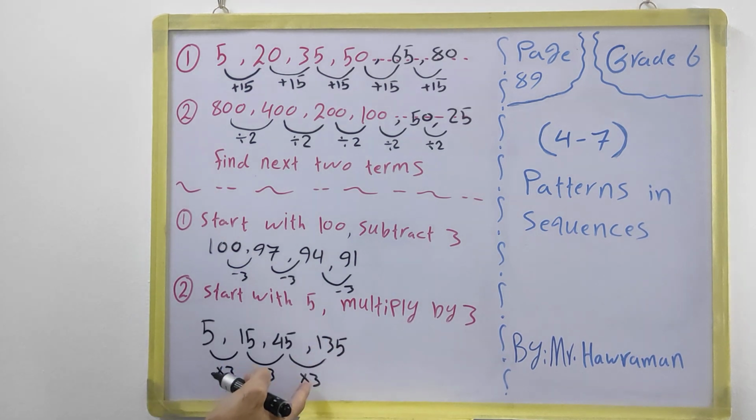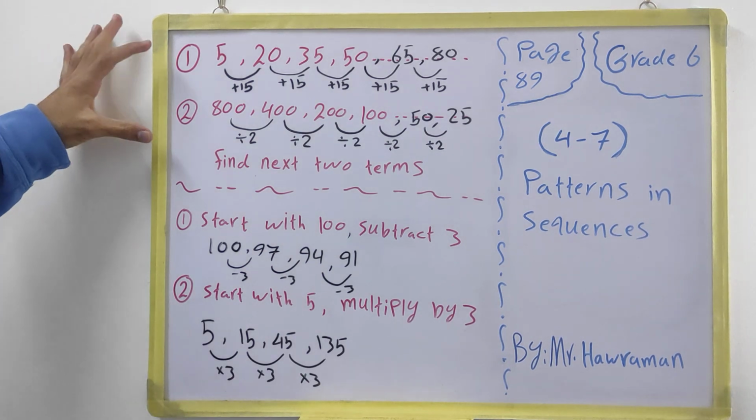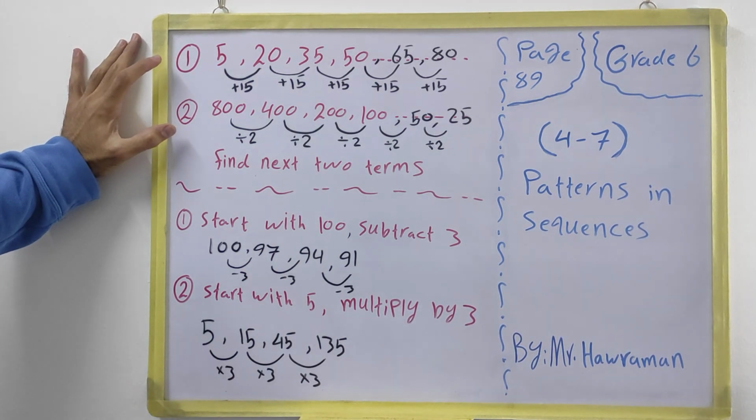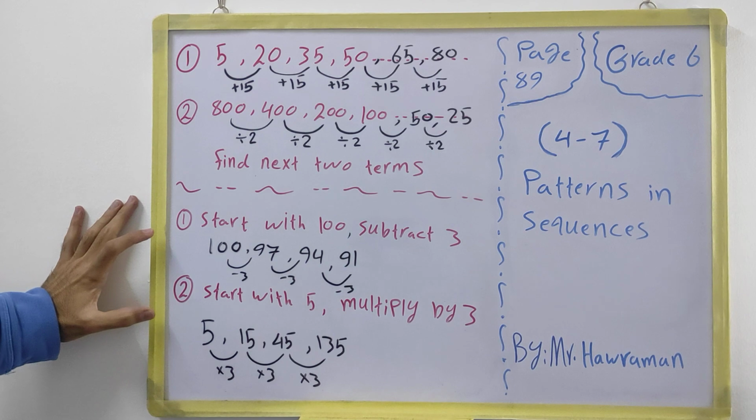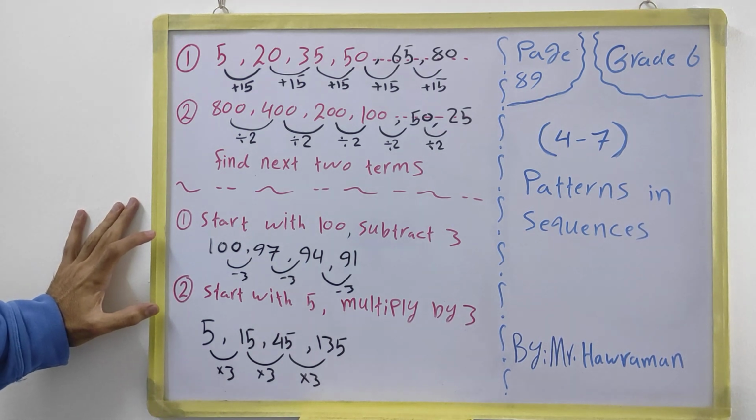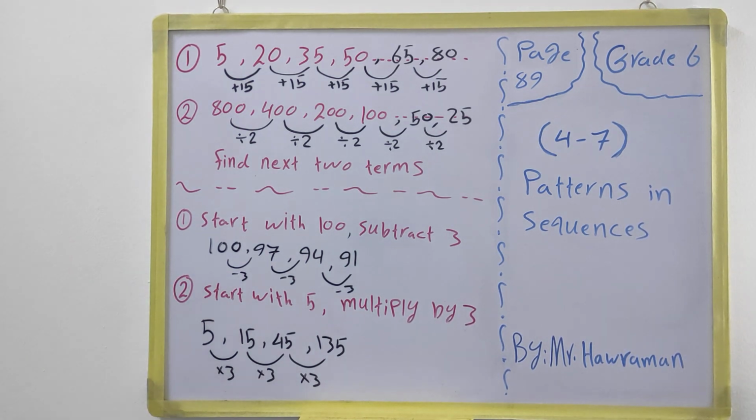135. If you couldn't know, multiply this one on the side. 45 multiplied by 3 equals how much? Equals 135. That's how we can find the rule and the next terms. That's how, if we have the rule, we can write the sequence according to the rule. That's all about this lesson. Thanks for watching.